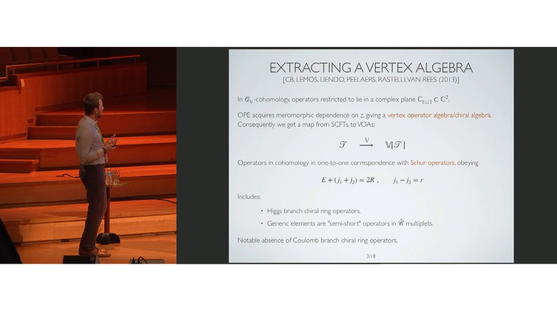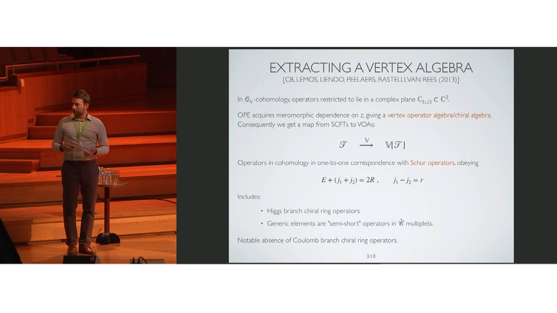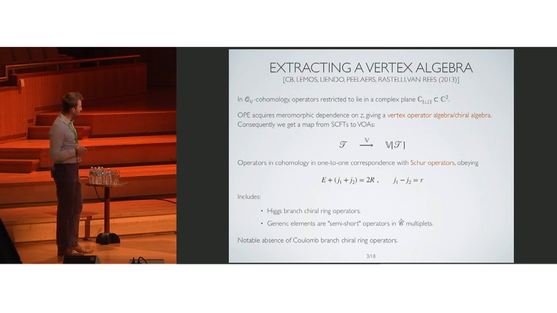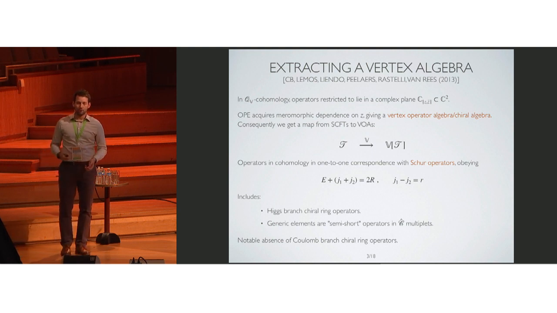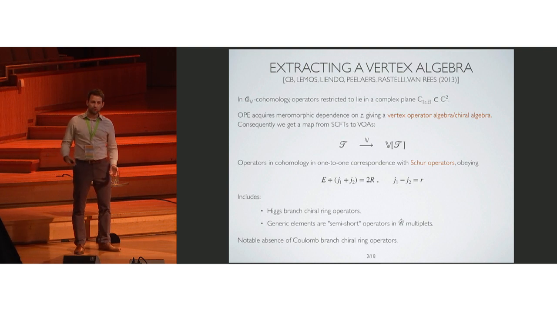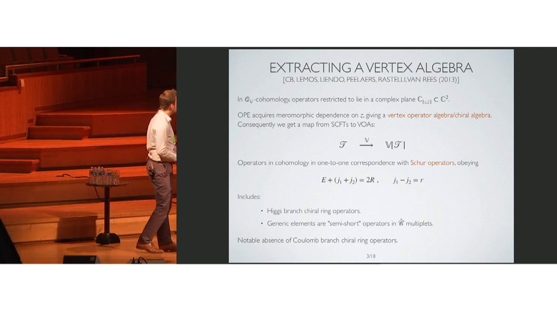And for reference, these Schur operators include some favorites of people who work with N=2 SCFTs, which are Higgs branch chiral ring operators, but those are not the generic thing. The generic thing living in this Q cohomology are some semi-short operators obeying unusual shortening conditions that live in multiplets called C-hat multiplets, if you know the classification of N=2 superconformal representations by Dolan and Osborn. There's a conspicuous absence of the Coulomb branch chiral ring operators, which are one of the other favorites in the world of 4D N=2.